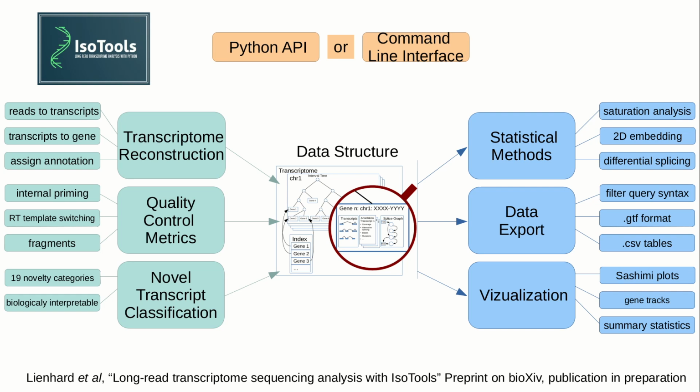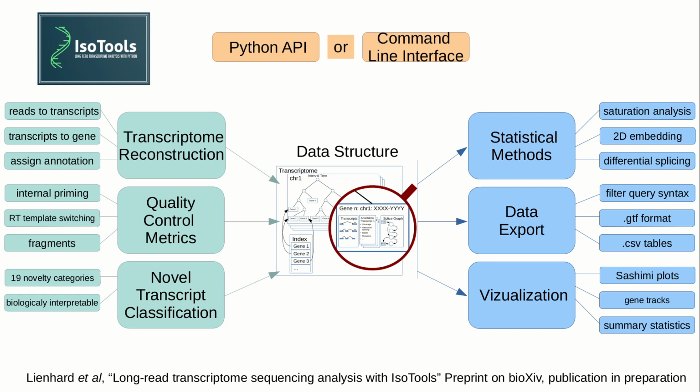Further, the splicing information of the gene is encoded in a graph structure, which is used by downstream algorithms. The genes are integrated in an efficient tree-based data structure that allows fast access to the genes either by position or by name or ID. All this information can also be directly accessed by the user when using the Python API.